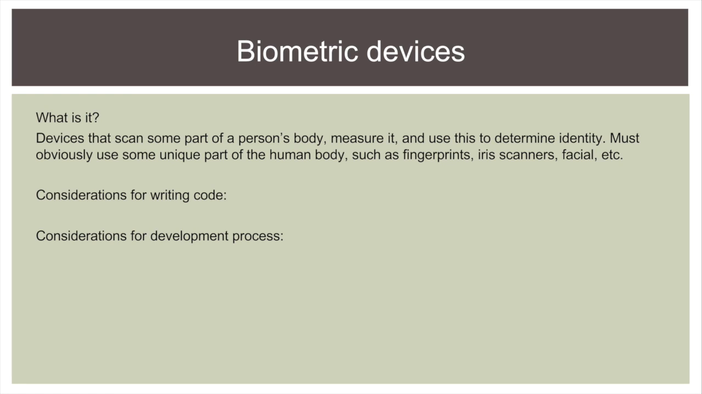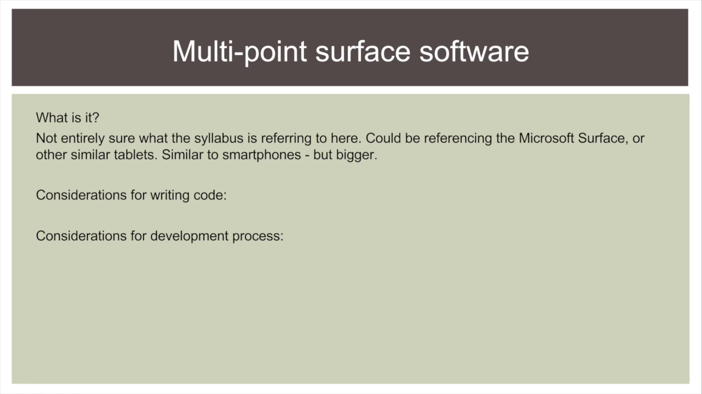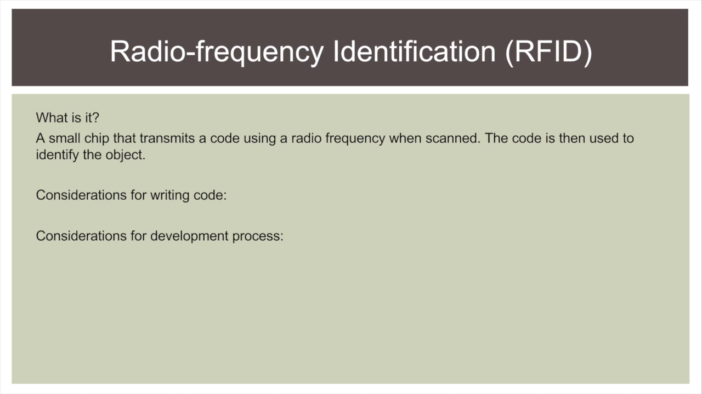Biometric devices are devices that scan some part of a person's body, measure it, and use it to determine identity. They must obviously use some unique part of the human body, such as fingerprints, iris scanners, facial recognition, etc. Multi-point surface software. To be honest, I'm not 100% sure what this is. I'm assuming it refers to things like the Microsoft Surface or other tablets. If that's true, then we're looking just at smartphones, but bigger.